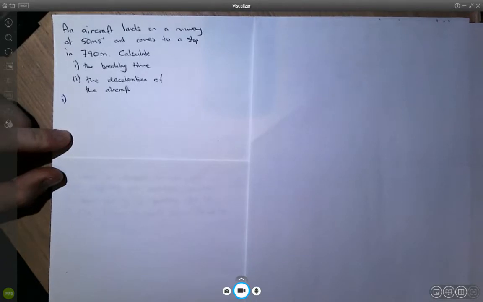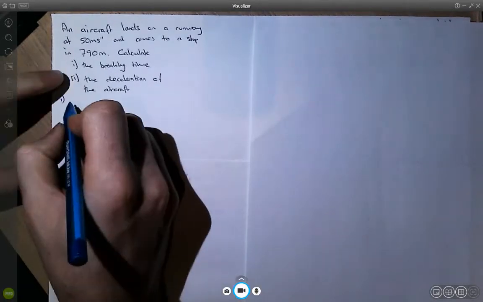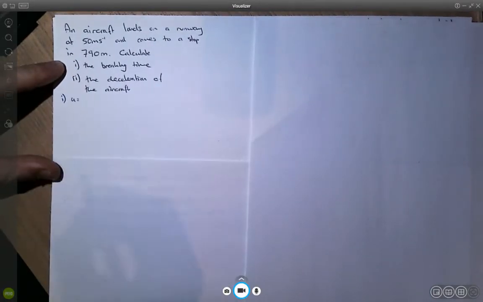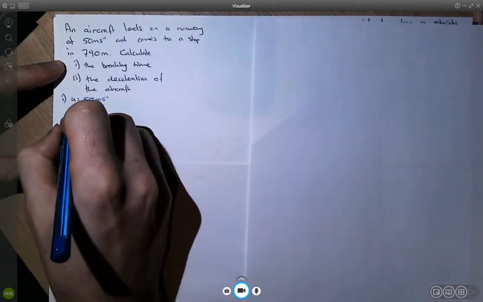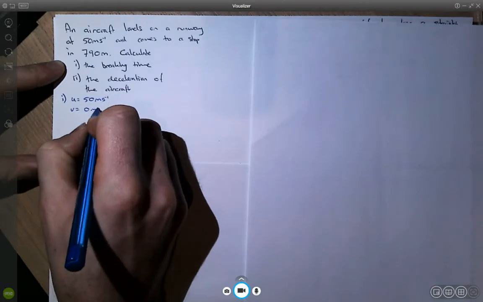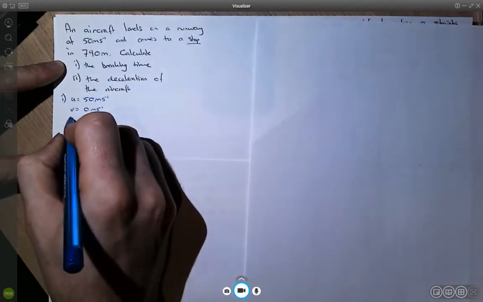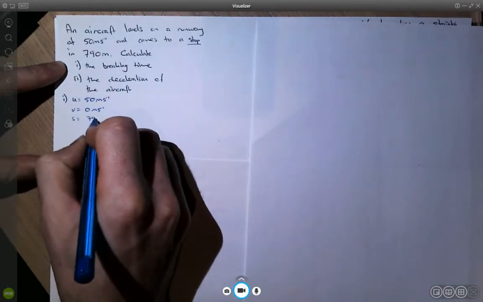Part I is asking us for the braking time. So what information have we been given? A good strategy is to always list the information. So we have the initial speed, we have the final speed, which is 0 because it says it's come to a stop, and we've been given the distance.